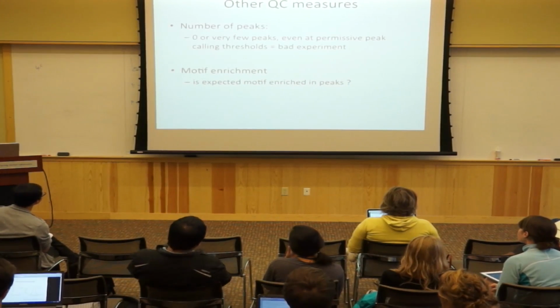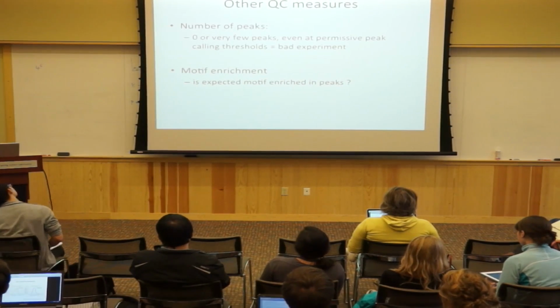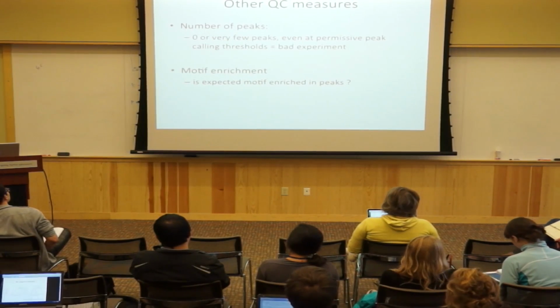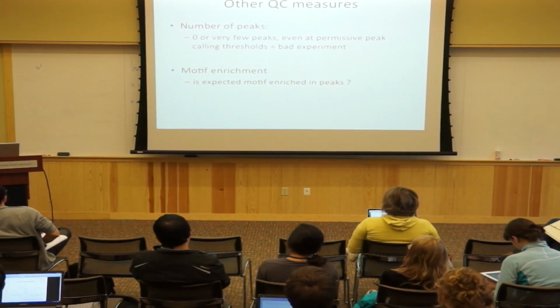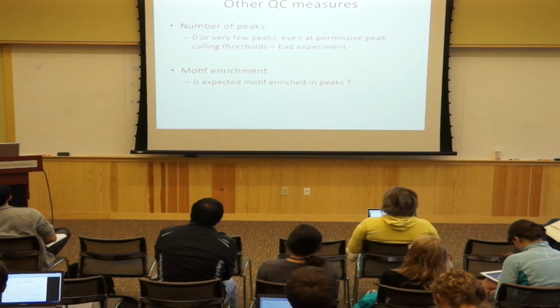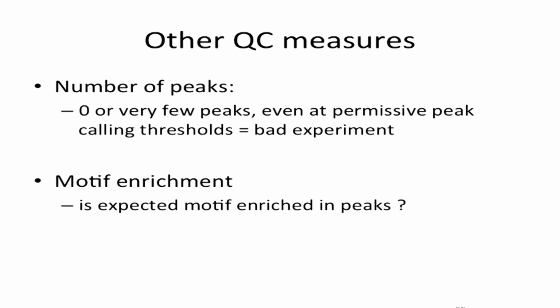Okay. Other quality control measures that people use, number of peaks. It's a very simple quality control measure, but it's related to the peakiness of a data set. But the bottom line is that if you have a ChIP-seq data set and you call peaks and you get 0 peaks, it's usually not a good sign. It tells you that your experiment probably didn't work very well.